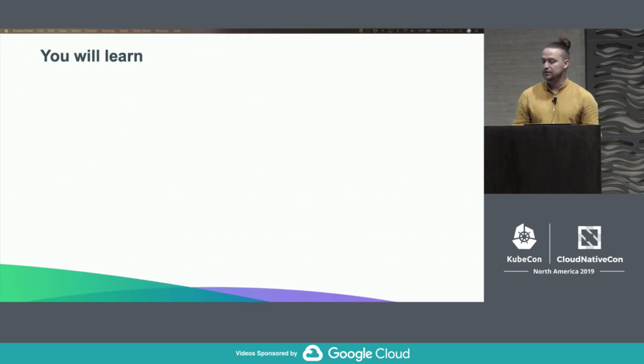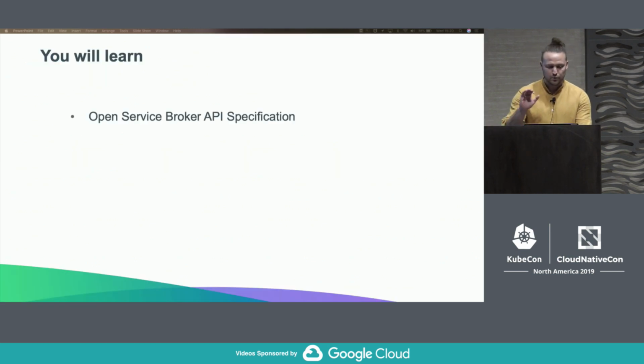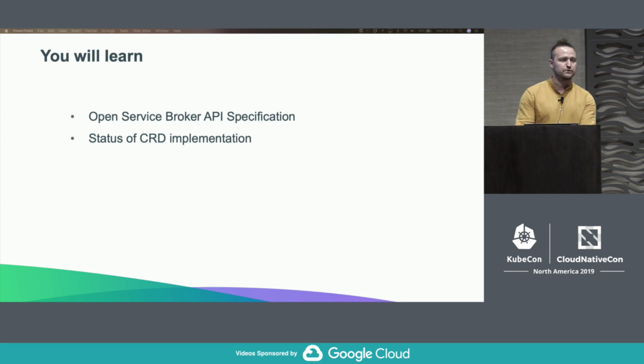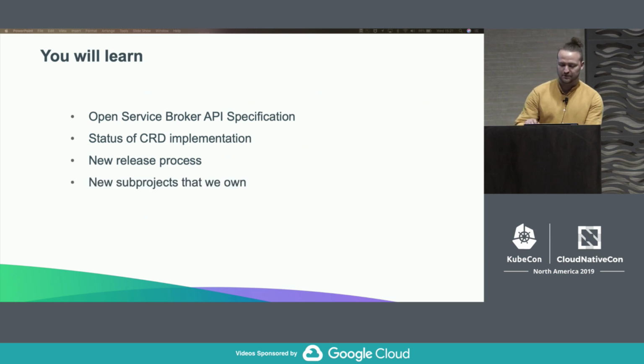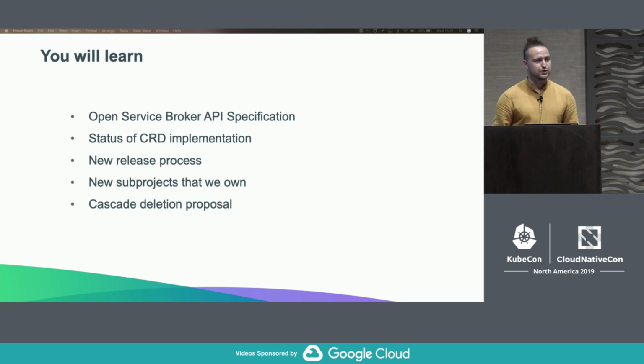During this session, you will learn what the Open Service Broker API specification is. Next, I will present the current status of the CRD implementation. I also want to say a few words about our release process because we changed it a little bit, so I want to say how it affects you. Additionally, I will briefly show you which new sub-projects were added under the SIG Service Catalog control. Then we'll jump into a proposal for service instance deletion. And last but not least, I will introduce you to our plan for the upcoming 0.2 and 0.3 releases.